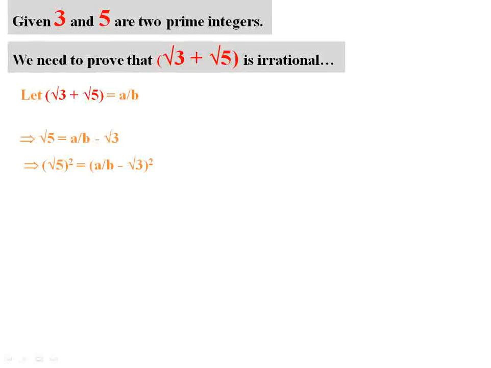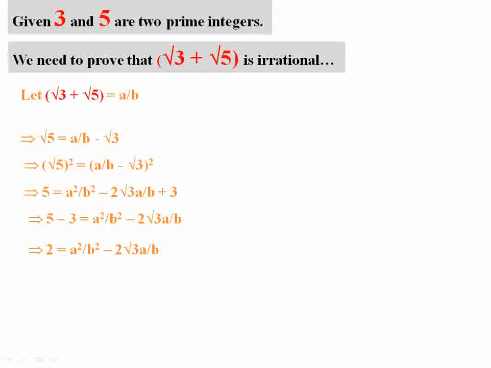Squaring both sides, we get root 5 the whole square is equal to a by b minus root 3 the whole square. Expanding the terms, we get 5 is equal to a square by b square minus 2 root 3 a by b plus 3. Bringing the numerical terms on one side, we get 5 minus 3 is equal to a square by b square minus 2 root 3 a by b. So 2 is equal to a square by b square minus 2 root 3 a by b.